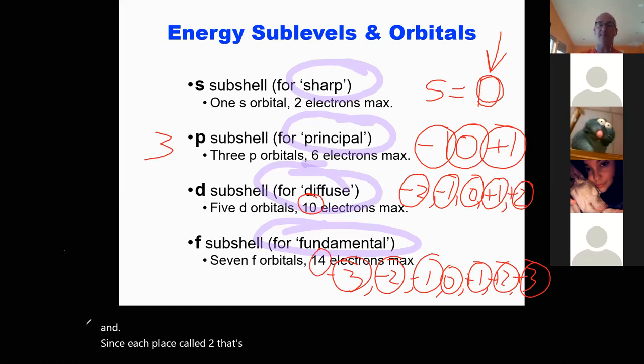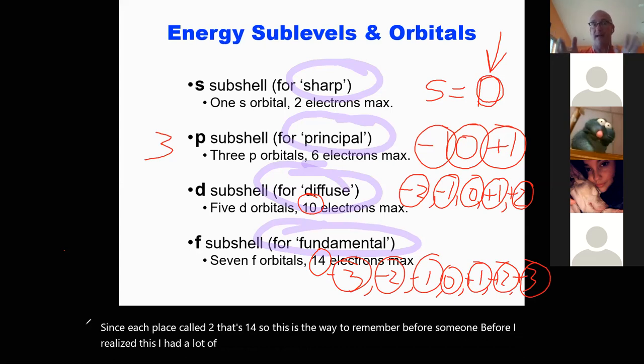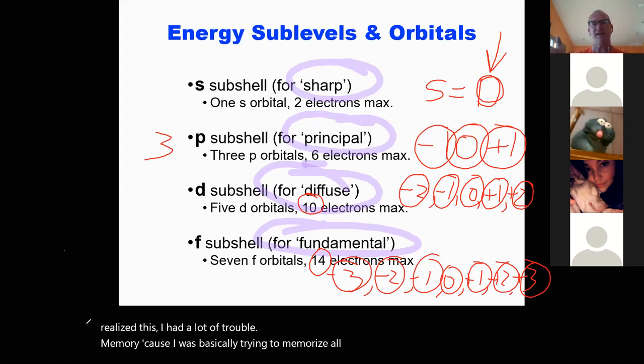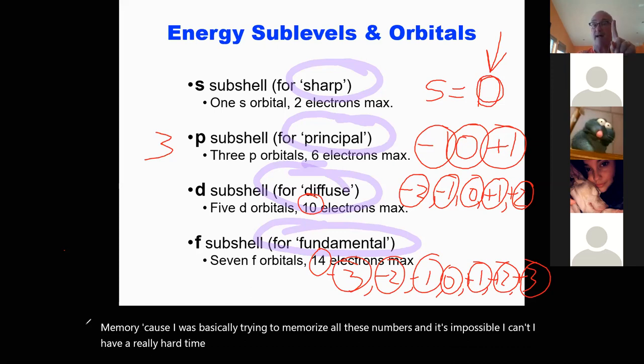So this is the way to remember. Before I realized this, I had a lot of trouble, because I was basically trying to memorize all these numbers, and it's impossible. I have a really hard time memorizing things. But if I remember something that sticks in my head, then I can always derive it. So that's how I do it.